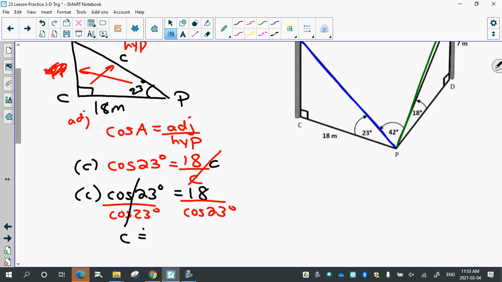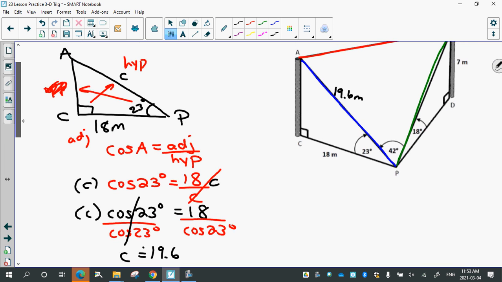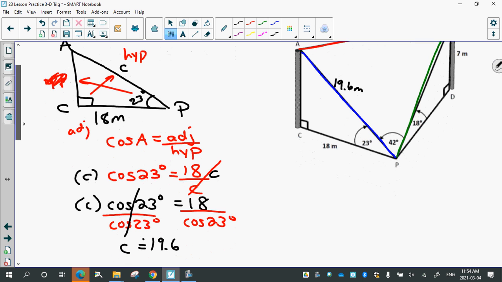Okay, so we end up getting c is 19.6. Okay, so now we know this side, the blue side, is 19.6 meters. So now I'm going to draw the other right angle triangle, which is BDP. So it's going to look like this.